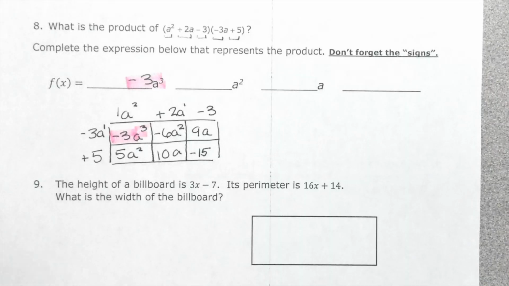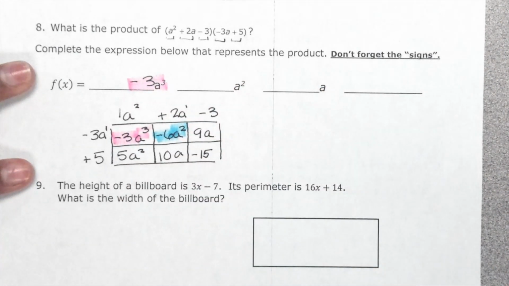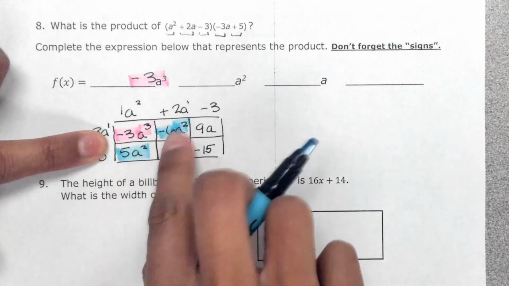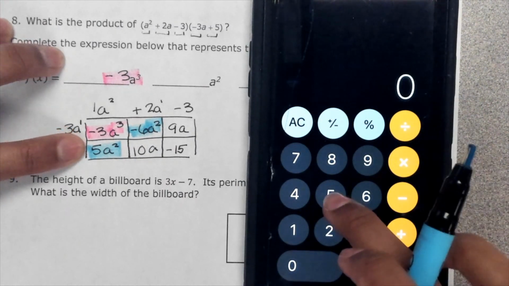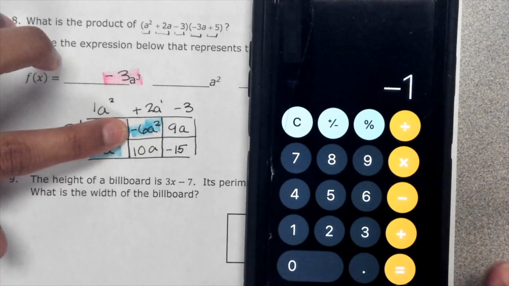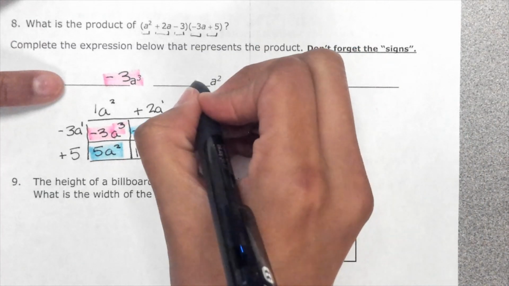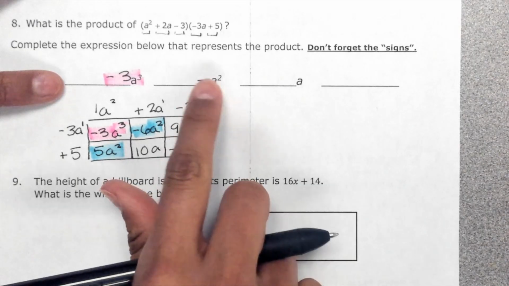Next, we're going to move on to the next highest power, which is a squared. So we have a negative 6a squared, and we have a 5a squared. So we have like terms here that we need to add together. So I'm going to add 5 plus a negative 6 to give me a negative 1a squared. However, we don't write negative 1a squared, so we're just going to write negative a squared.